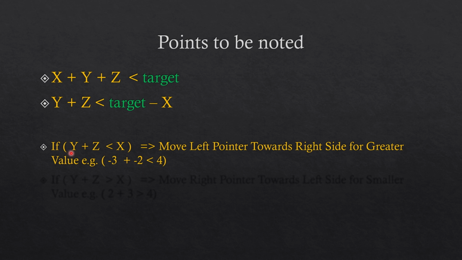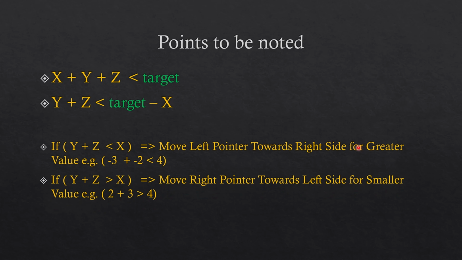For example, if we are dealing with triplets and we have a pair y plus z, it should be less than x. So we know in our sorted array all the smaller values lie on the left side of our right pointer. Actually we need a greater value in the pair. We know in our sorted array all the greater values lie on the right side of our left pointer. So if we need a greater value in our pair, we need to move our left pointer toward the right side to find the greater value.